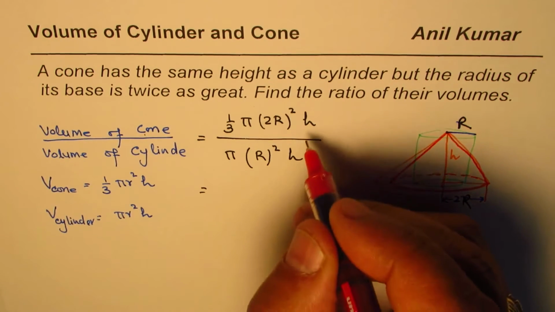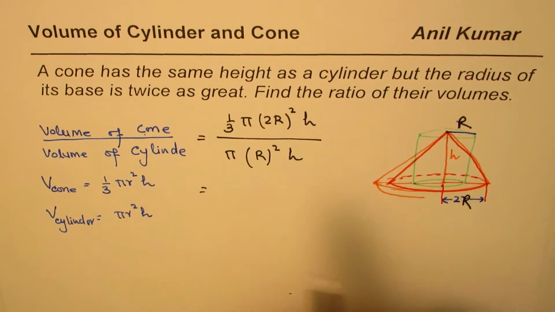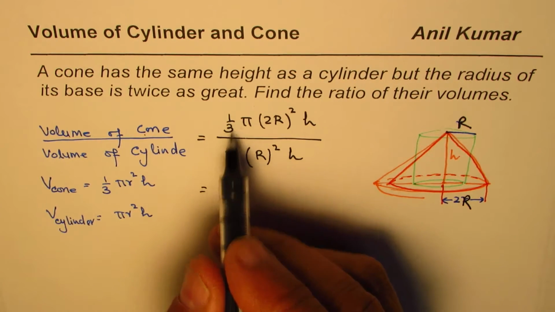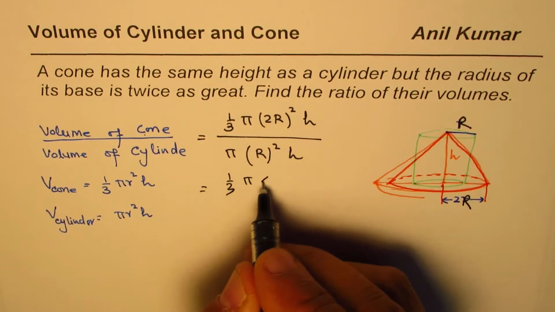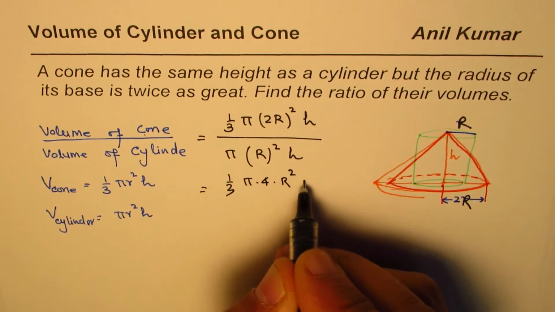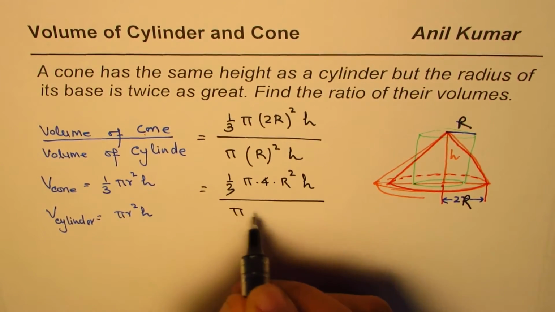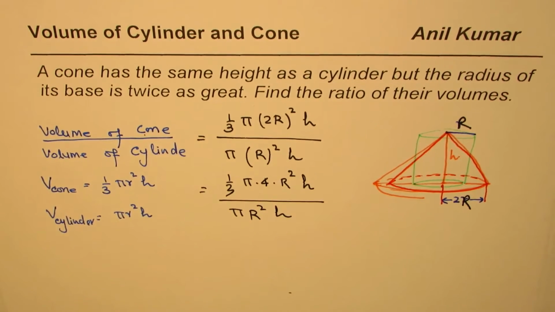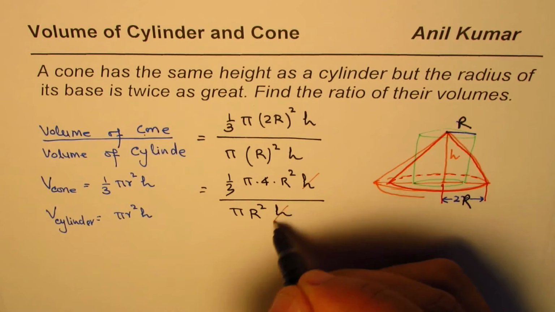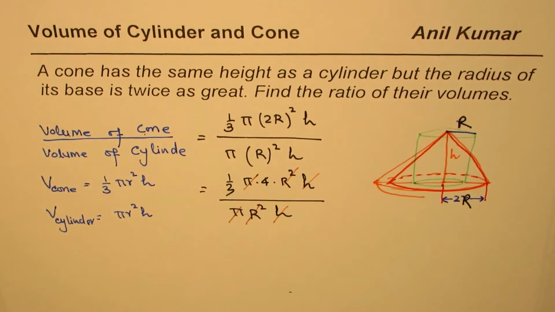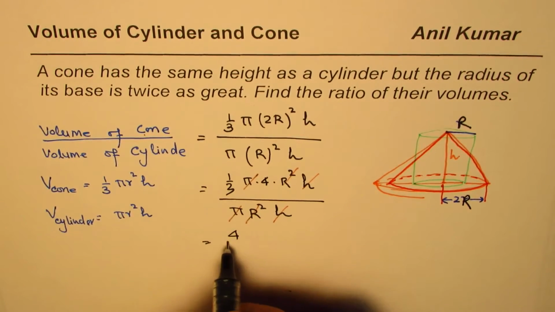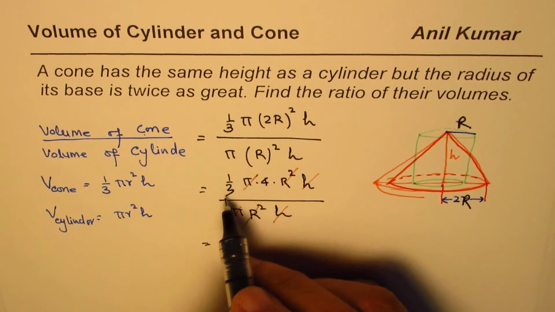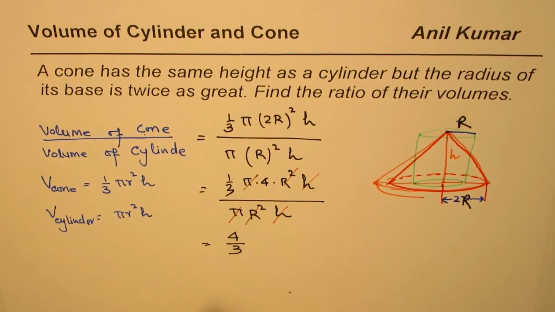Now we can simplify it, correct? Let me go one more step and then we'll simplify it. I can bring this 3 down. Let me write down this as 1/3 pi. Squaring both, we get 4 times R square h. Is that clear? Divided by pi R square h. Now let us simplify. Height and height cancels, R square cancels, pi and pi cancels. What are you left with? You are left with 4/3 as the ratio, right? So all other variables cancel. So the volume of cone to volume of cylinder is 4/3.